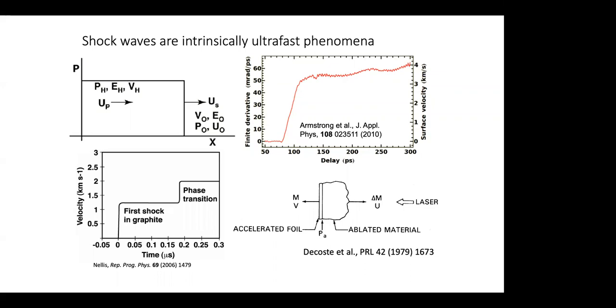An example of that is a classic example from a paper by Nellis, where they show the phase transition that we're going to be looking at today, graphite to diamond.